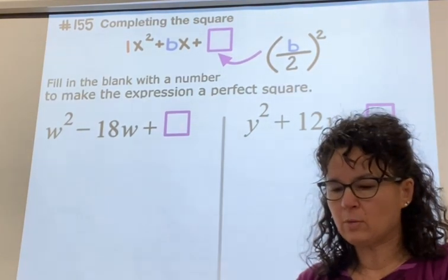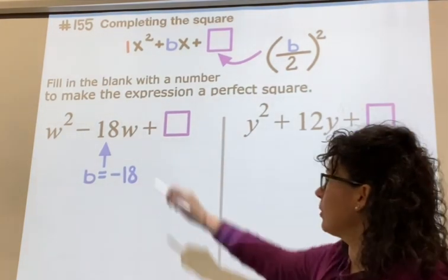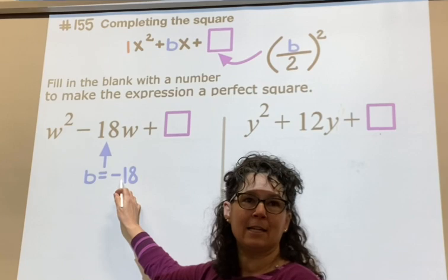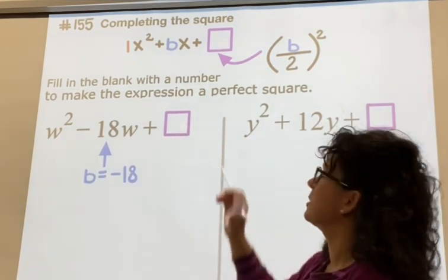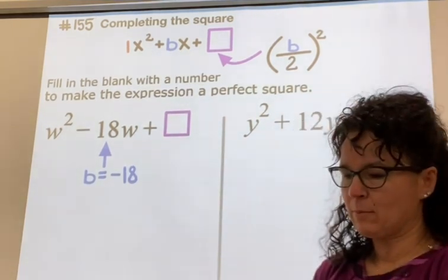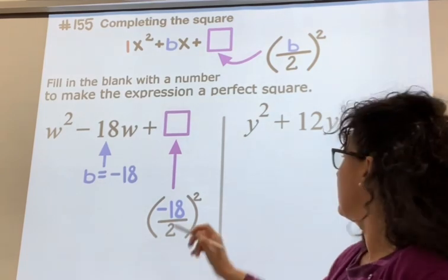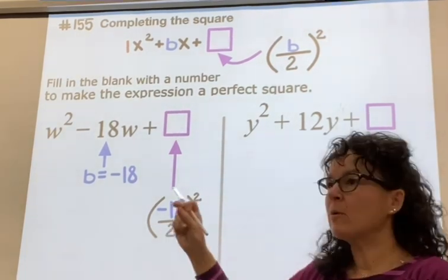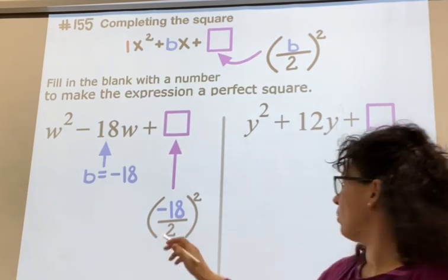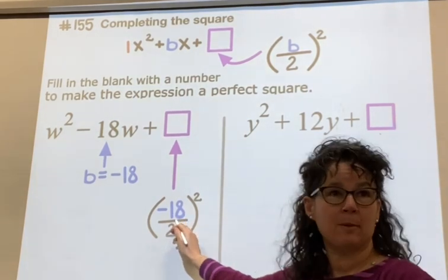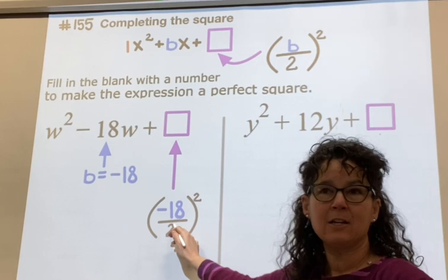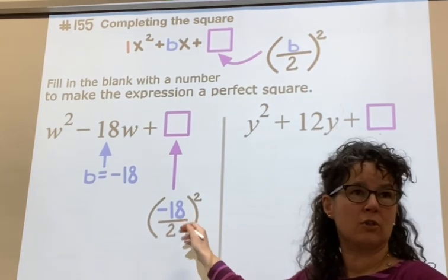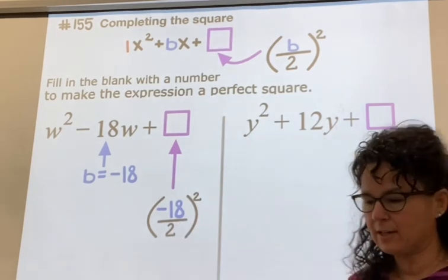Okay, so for this one, the number in front of w, that is your b, so we have negative 18. And if we follow this formula, I'm going to take the negative 18 and divide it by 2. Normally we would just go directly to the answer, but what the answer is inside of parentheses does have meaning. So it's not a bad idea to jot down that answer before you square it, like go ahead and keep track of it.